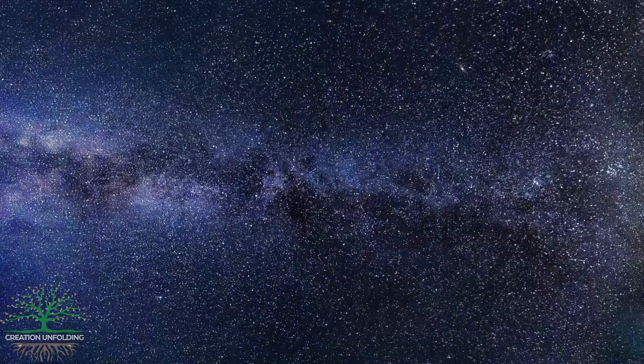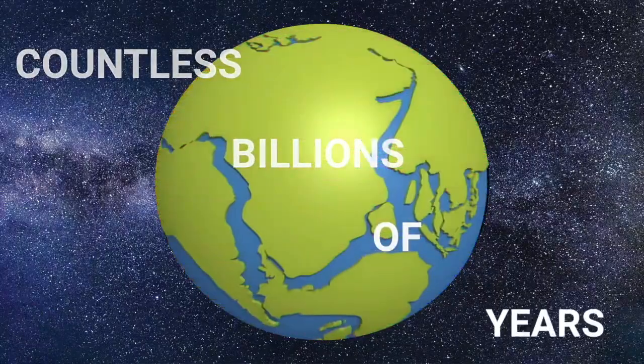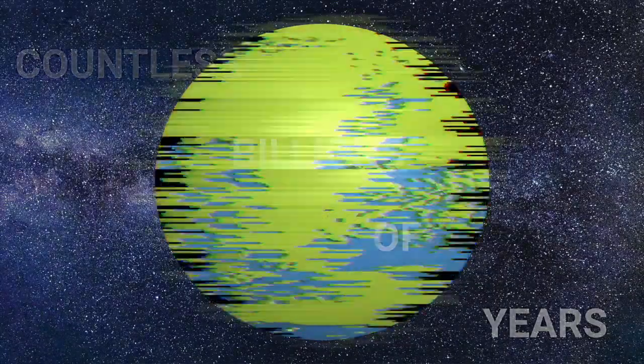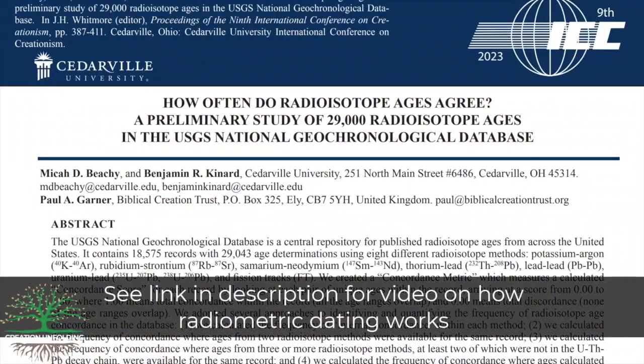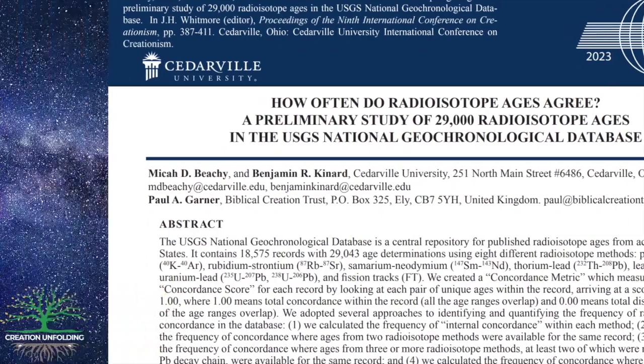As it turns out, absolute ages of billions of years conflicts greatly with a young age creationist worldview. After all, young age creationists believe that the Earth is less than about 10,000 years old. So just how accurate is the absolute dating method? Well, according to this paper published just last year in 2023 and also presented at the 2023 International Conference on Creationism, there may be reason for caution.